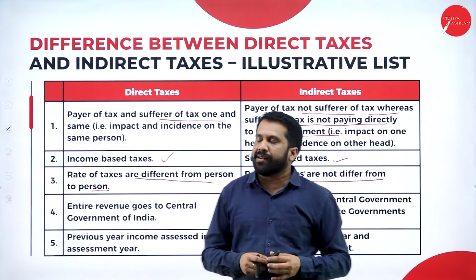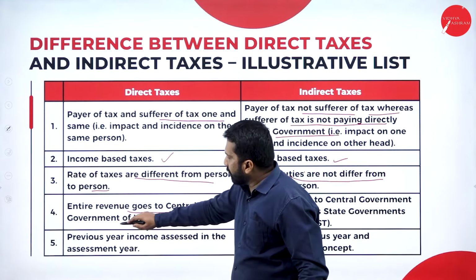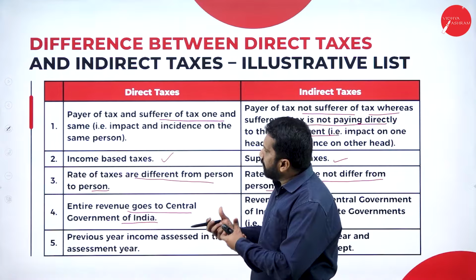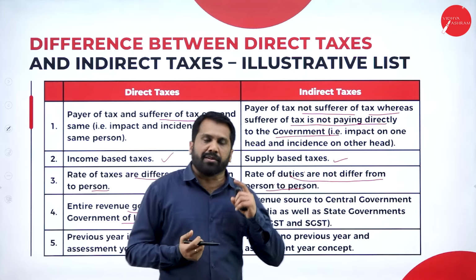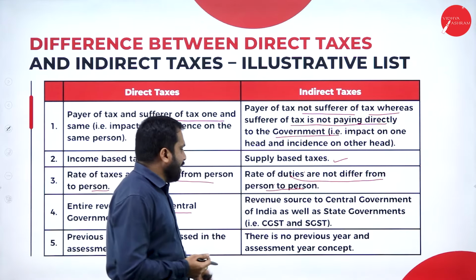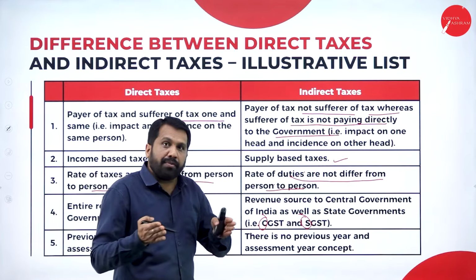That is called indirect tax. Next, entire revenue goes to the central government of India. Whatever the calculation is done, everything goes to whom? Central government. But whatever it gets, central and state distribute.